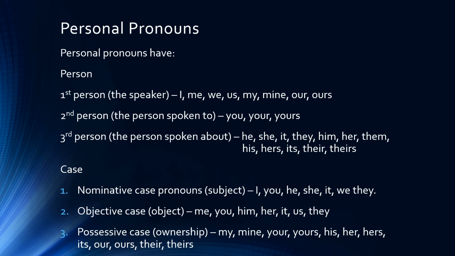The three cases are nominative, which is the subject case: I, you, he, she, it, we, they. Then we have the objective case used as direct object, indirect object, and object of the preposition. These are me, you, him, her, it, us, they. And then we also learned that there's the possessive case, which shows ownership: my, mine, your, yours, his, her, hers, its, our, ours, their, and theirs.